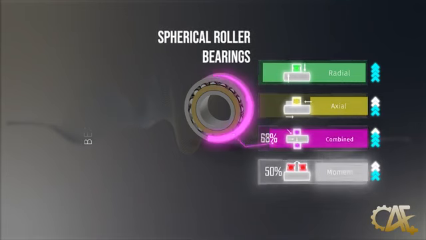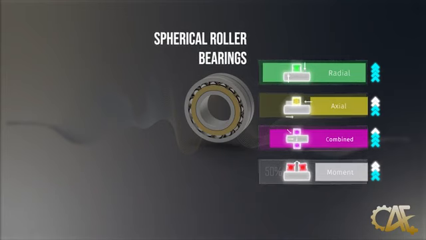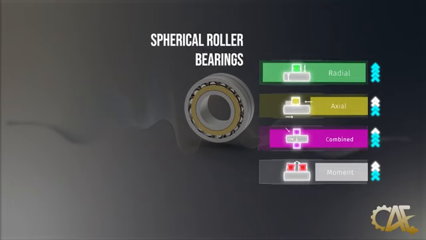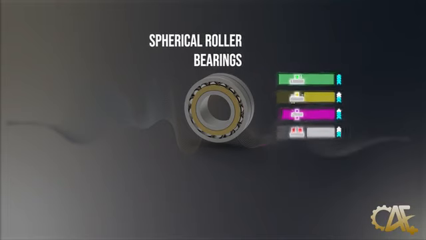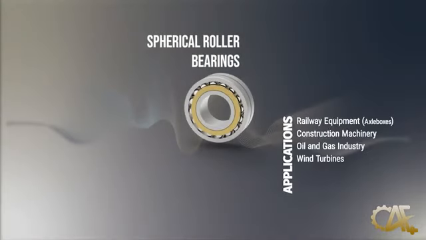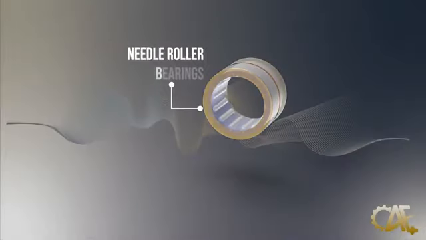As highlighted, the advantages of spherical roller bearings enable them to accommodate heavy radial loads, misalignment between shaft and housing, and exceptional resistance to shock and vibration. This makes them perfect for use in the railway industry's axle boxes, construction machinery, the oil and gas sector, and wind turbines. Next, we have needle roller bearings, which are highly valued for their compactness.